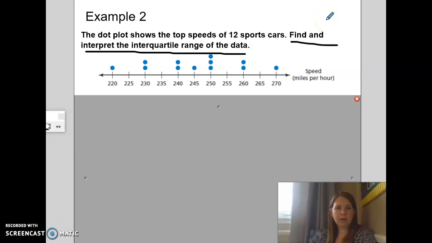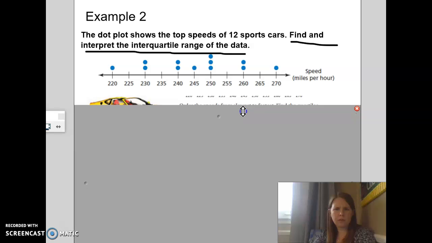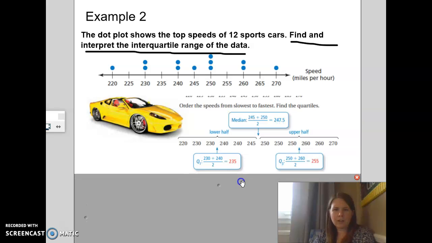So your first step in finding this is to start off by writing the list of numbers in order. So in this case, I would write out 120, then 220, 230, and another 230. Then you'd have 240, another 240, then 245, 250, 250, 250, then 260, 260, and then 270. So here's how they already showed this spread.